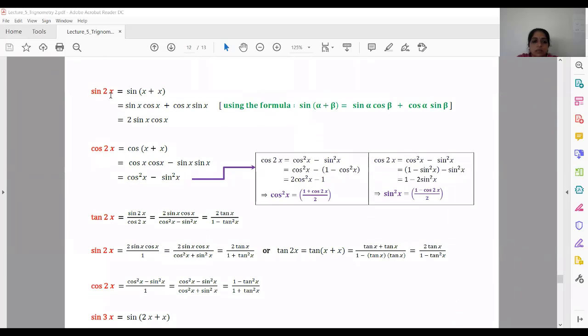Now, see the next, sine 2x. So for sine 2x, we represent this 2x as x plus x. So sine (alpha plus beta) is sine alpha cos beta plus cos alpha sine beta, right?